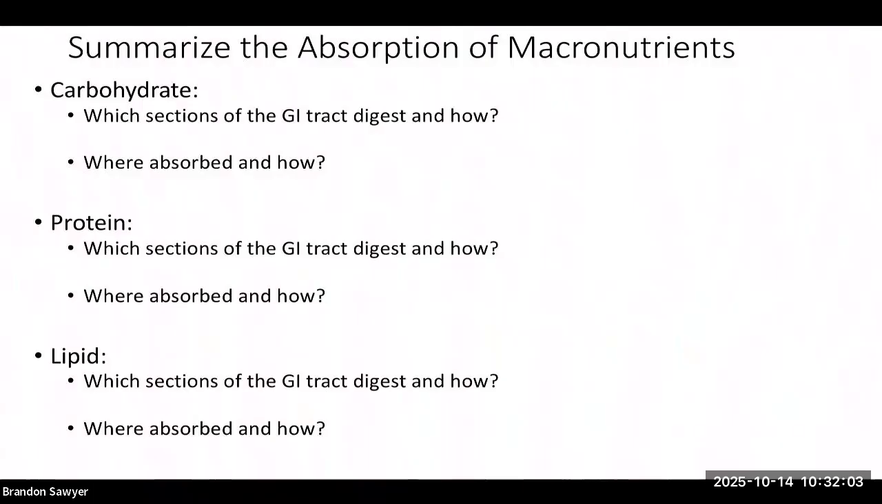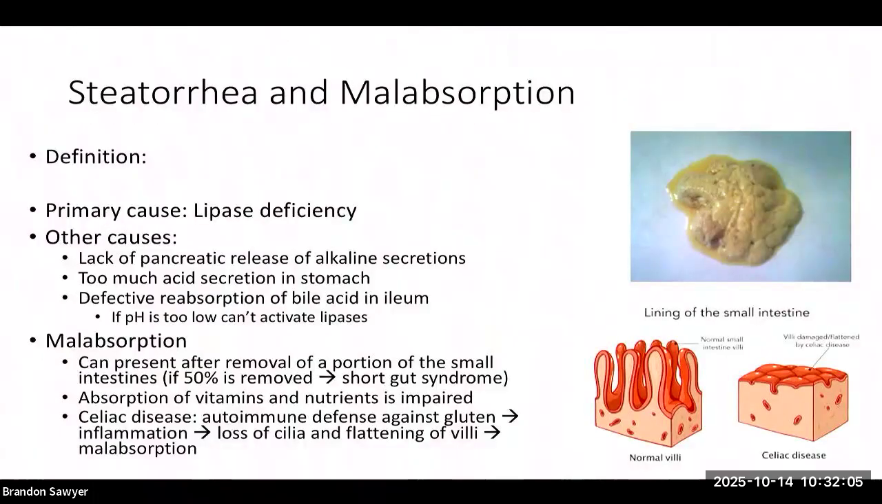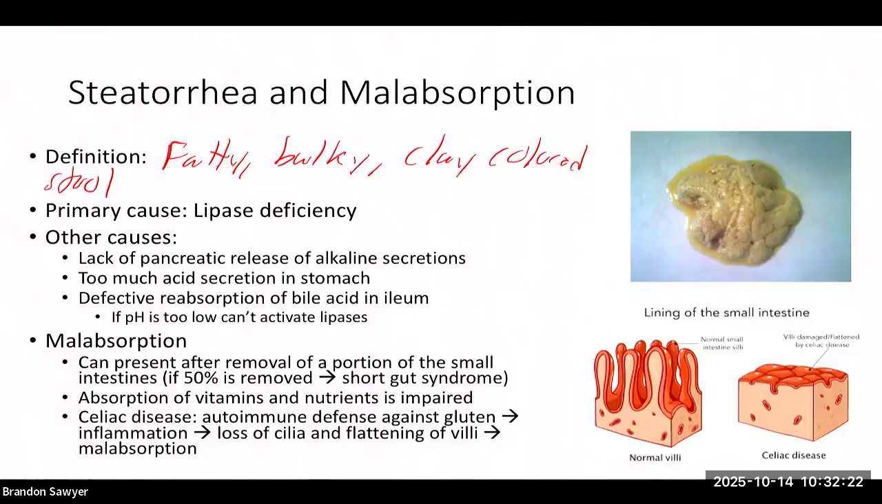Okay, so just a brief note on steatorrhea. Steatorrhea is defined as fatty, bulky, clay-colored stool. And it's formed by lack of fat digestion. And so this is typically caused by lipase deficiency.